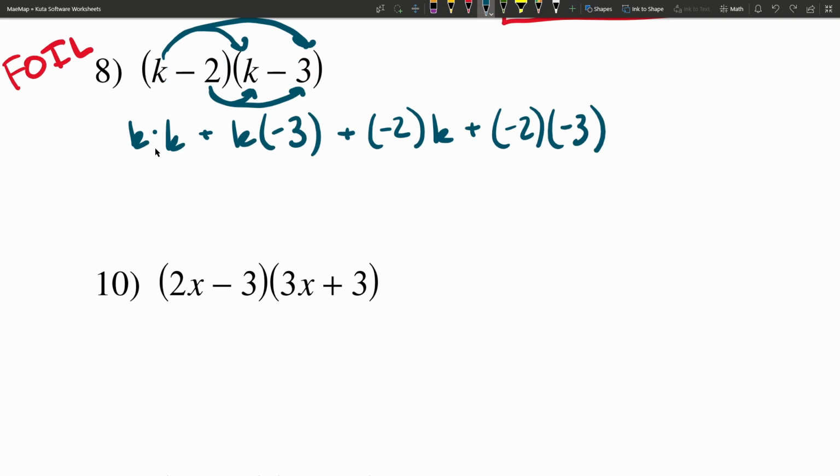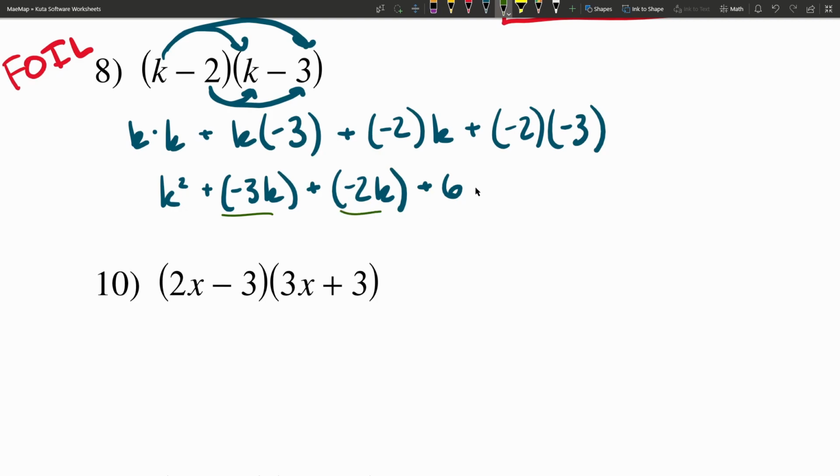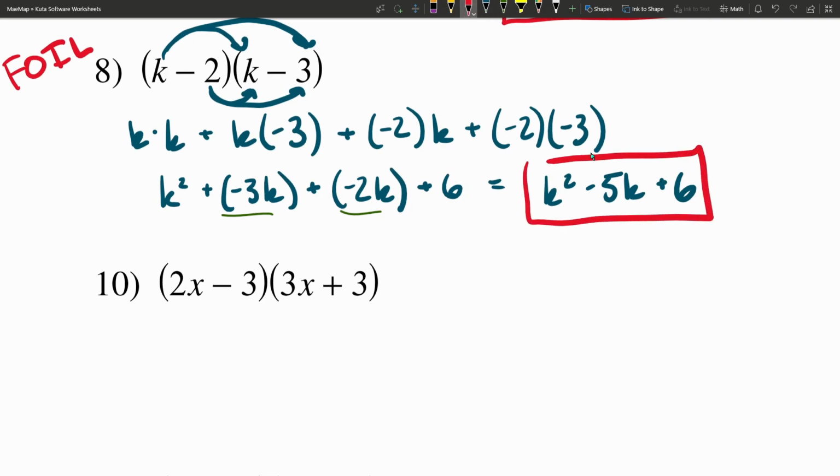Continuing on by simplifying down, k times k is k squared, plus k times negative 3 is a negative 3k, plus negative 2 times k is a negative 2k, plus negative 2 times negative 3 is a positive 6. So negative 3k plus a negative 2k, since we can combine these since they're like terms, that's going to be a negative 5k. So I'm going to write this as k squared minus 5k plus 6. That's our solution for number 8.